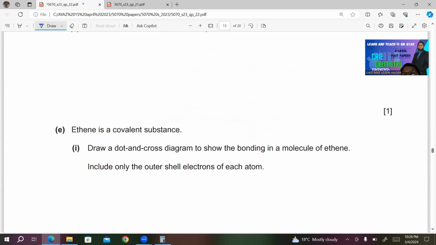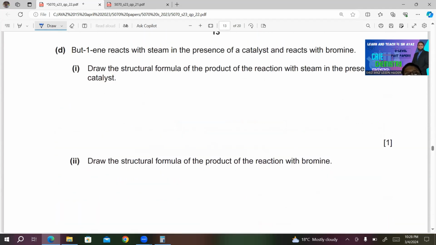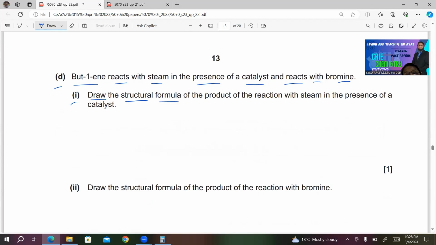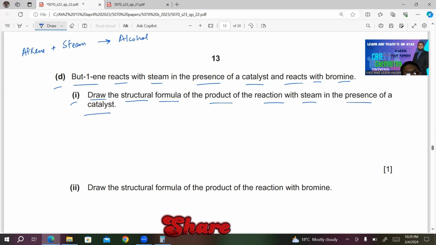Moving to next question, part D. Butadiene reacts with steam in the presence of a catalyst and reacts with bromine. Number 1, draw the structure formula of the product of the reaction with steam in the presence of a catalyst. Now recall, butene is an alkene. When alkenes are reacted with steam, we will get alcohol. So in this case, we must get butanol.